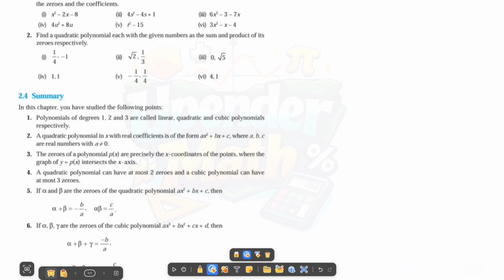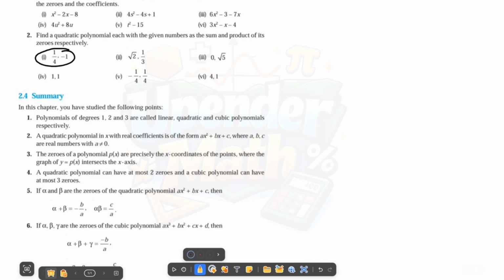Next, second bit. Find the quadratic polynomial. Find a quadratic polynomial each with the given numbers as the sum and product of its zeros, respectively. So the first one is the sum of the zeros and the second one is the product of zeros. So let's take the first one. What is the first one?